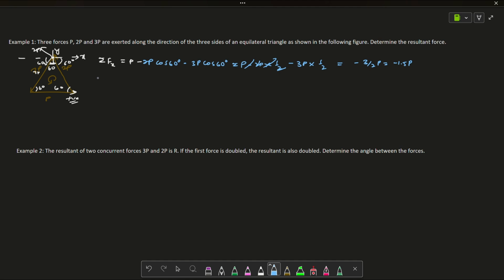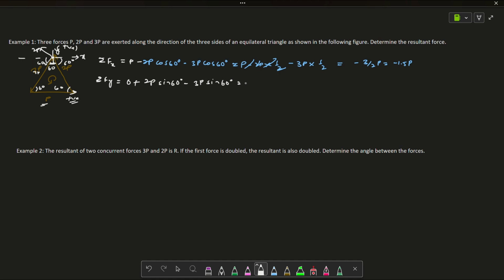Now we will do the same thing in the y direction. We will add all the forces in the y direction. The horizontal force has no component in the y direction, since it is acting horizontally, so it becomes 0. We take the upward side as positive, so the 2P will be a positive term, so 2P sin 60 minus 3P, which will be a negative term, 3P sin 60.